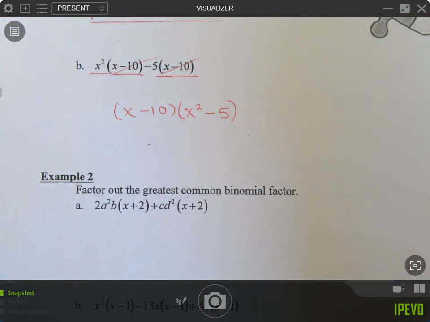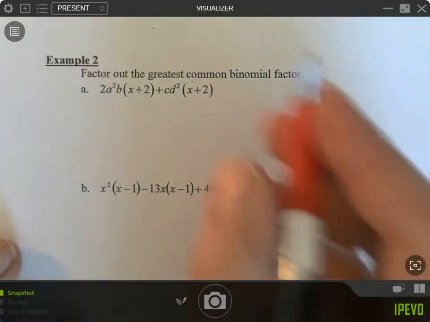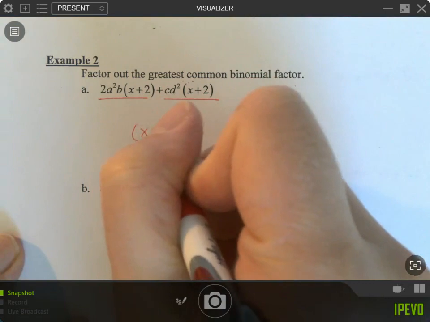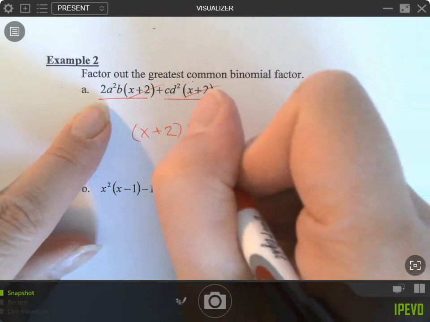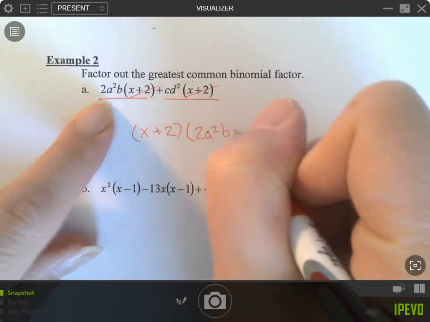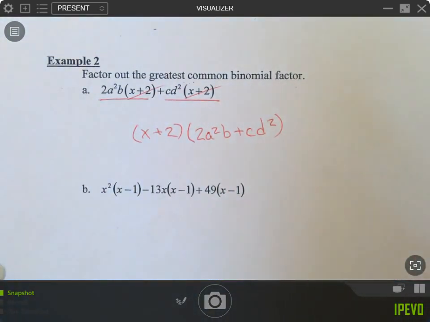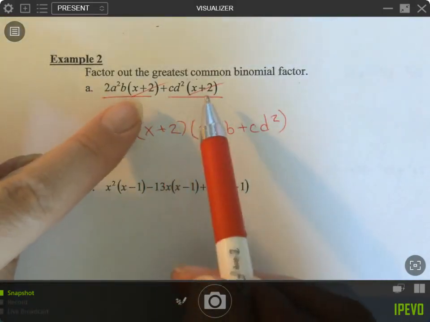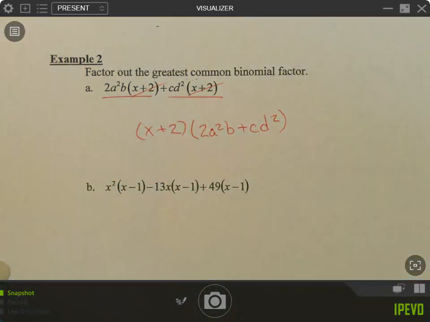Okay, now example 2, similar, but there's a little bit more stuff going on. So look at example 2a. You still have 2 pieces, 1 and 2. What do they have in common? They both have x plus 2. When I take that out, what would I have to remultiply it by? 2a squared b plus cd squared. Yep. So I can't stress this enough. This stays in parentheses, and it was the GCF. It got pulled from both, but if we redistribute and redistribute, that's why it needs multiplied.